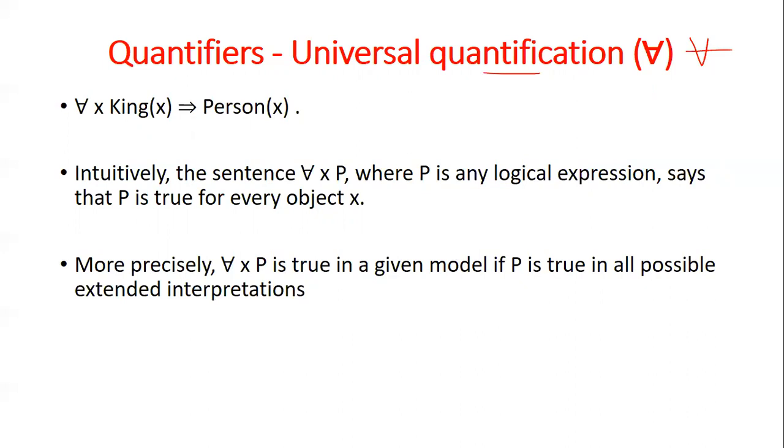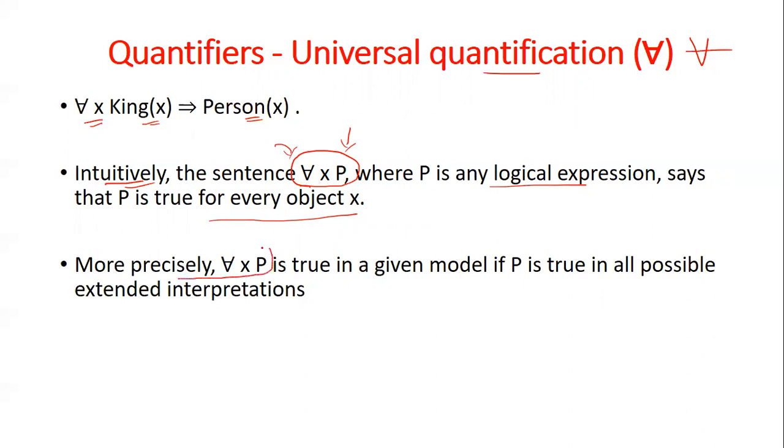And the universal quantifier is generally used to represent for all. So there is a statement here. We read this as: for all X, if X is a king, then it implies that X is a person. So intuitively, the sentence for all X P means that P is true for all X. So P is a logical expression that is true for every object X, right? This is the generic way of understanding for all X P.